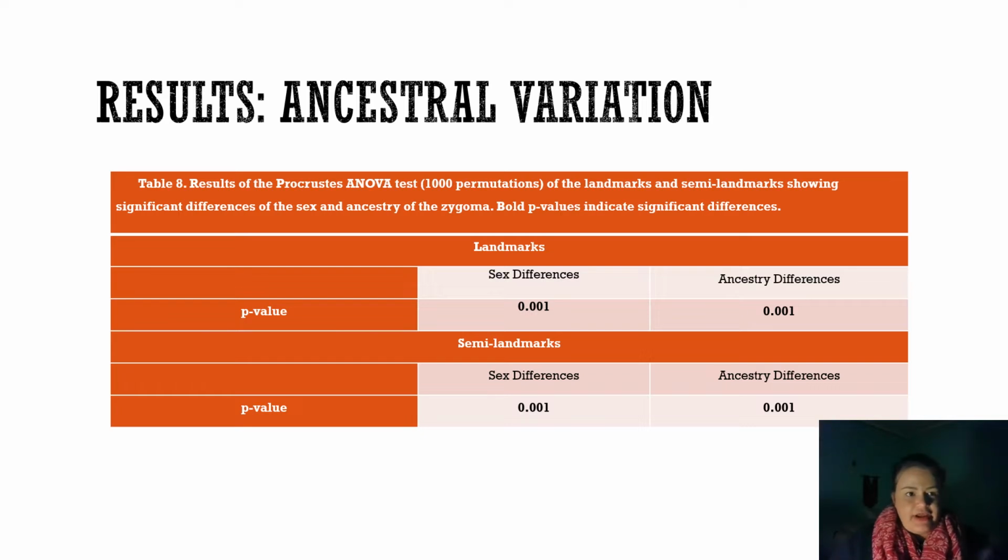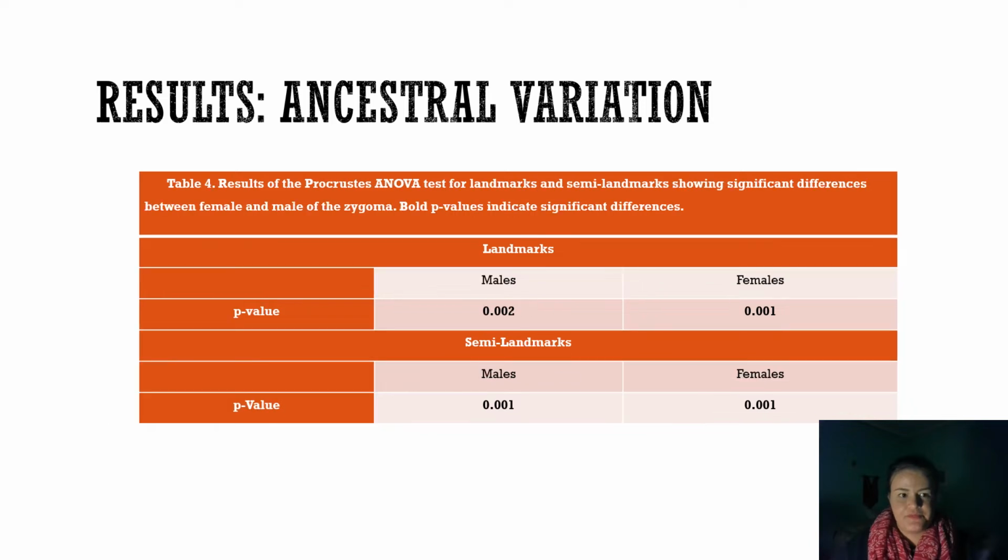For the ancestral variation, a Procrustes ANOVA was used to test for significant differences amongst the population groups using the landmark and semi-landmark coordinates. The results of the Procrustes ANOVA with pooled sexes showed significant differences among black, colored, white, and Indian South Africans. A Procrustes ANOVA was also used to assess the ancestral variation when males and females were assessed separately for the landmark and semi-landmark coordinates. The results of the Procrustes ANOVA for males and females showed significant differences among the population groups for both sexes.